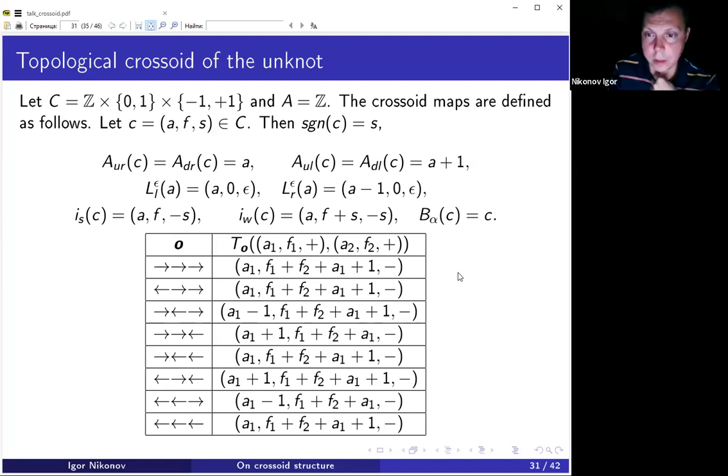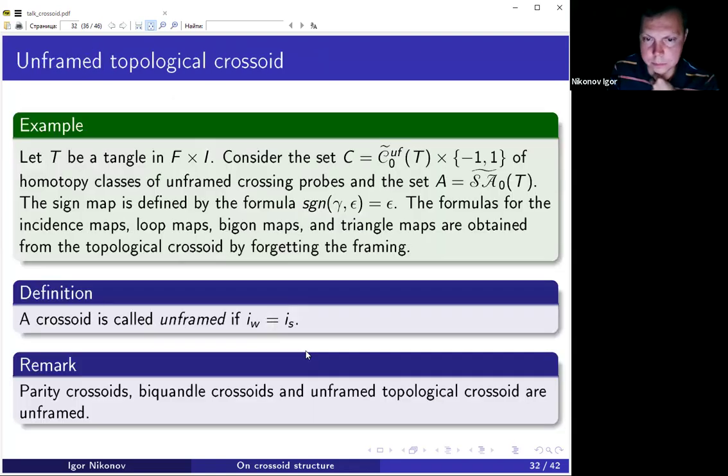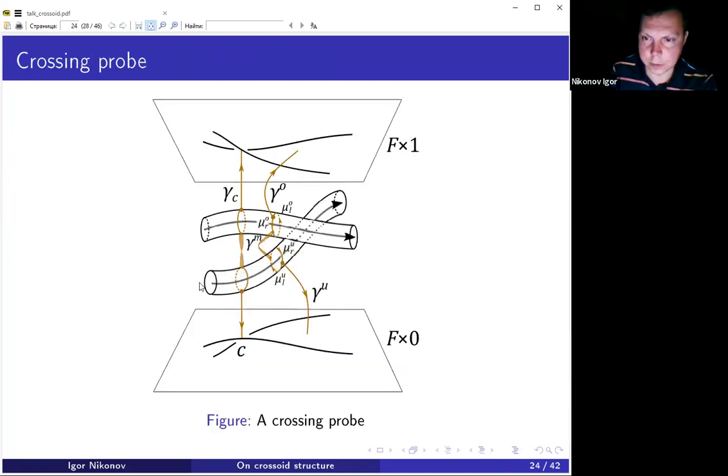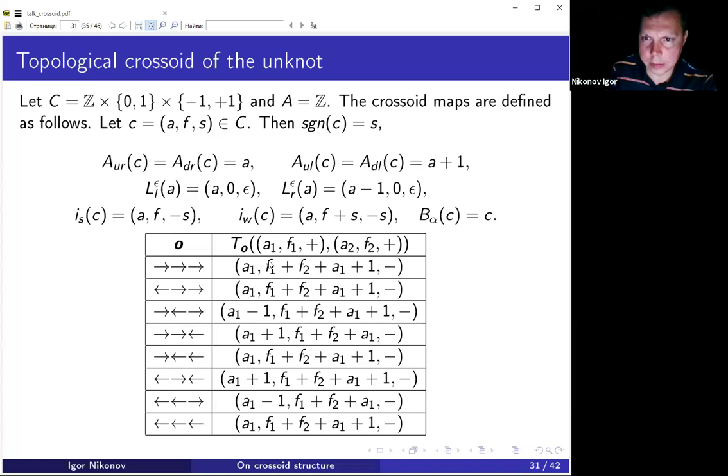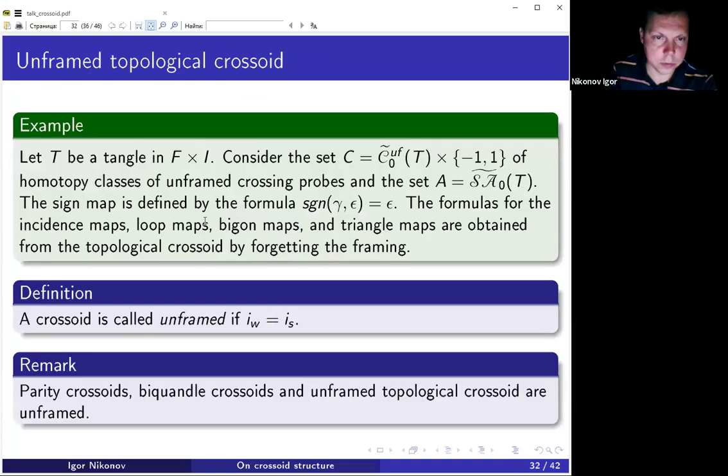So for the unknot, we have the following formulas for the topological crossoid, and there is also a variant where we forget about the framing here in the middle part. If we forget about framing, we get what is called the unframed topological crossoid. In general, we say that a crossoid is unframed if these two maps for two bigon maps coincide.